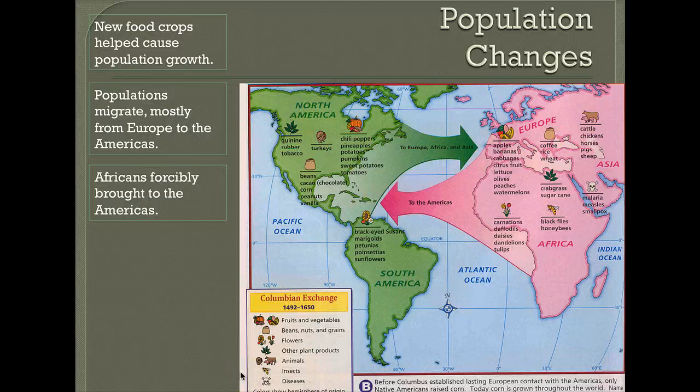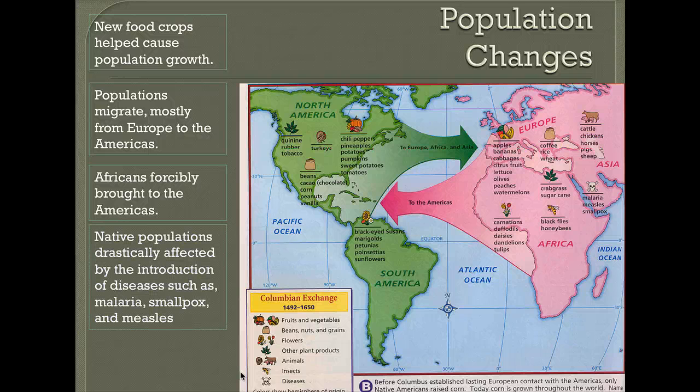And the final population change we need to look at is that of the Native Americans. And on the last slide, I talked about diseases being part of the Columbian Exchange. Diseases like malaria, smallpox, and measles. Well, when those come from Europe and Africa to the Americas, the native population of the Americas aren't going to be able to handle it. Their bodies physically can't deal with them because they've never been exposed to them.